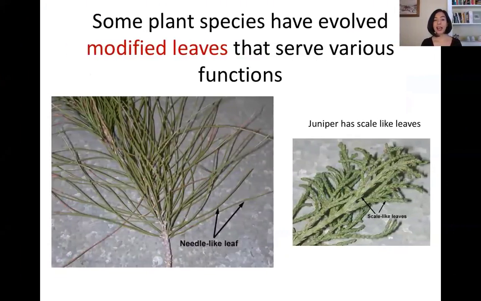And different plants have evolved to have different forms, depending on the environment that they have. For example, some of the pine needles that we have covered before, the pine leaves, actually look like needles. In the case of junipers, which is another gymnosperm, we have scale-like leaves. So they are very short. And in these 2 cases, these plants have evolved to have these reduced leaves to overcome the lack of water.